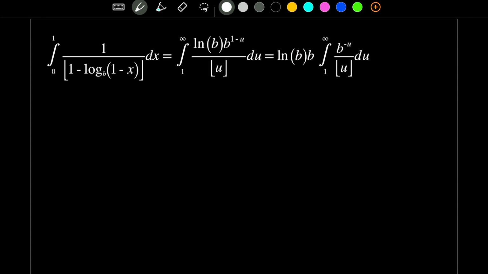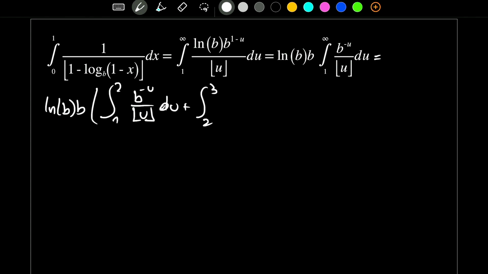Now we can apply a common trick with integrals of floor functions. We can split this interval up into an infinite amount of parts. So what do I mean by that? We're going to have this log of b times b out front, and then for the rest of the integral we're going to split that up: a part from 1 to 2 of b to the power of minus u divided by the floor of u du, and then secondly the integral from 2 to 3 of b to the power of minus u divided by the floor of u du, and then plus dot dot dot all the way up to infinity.